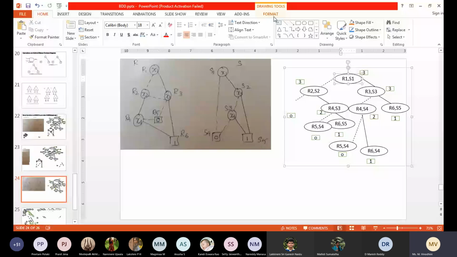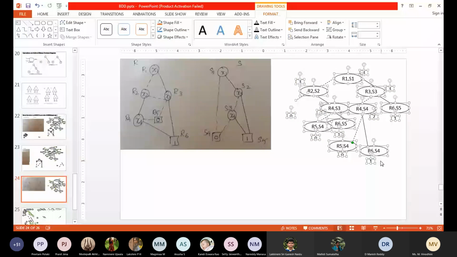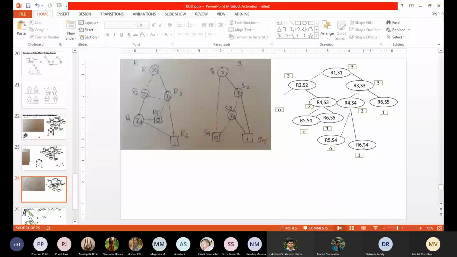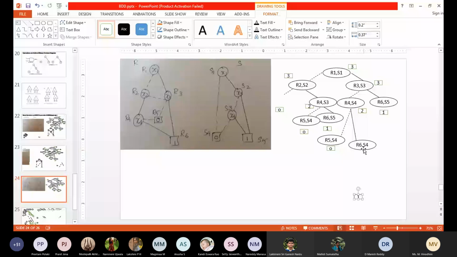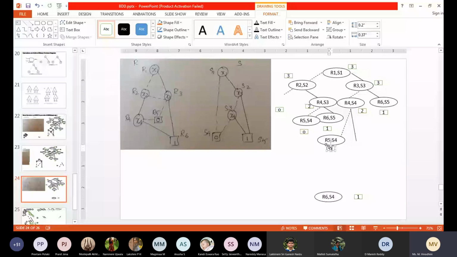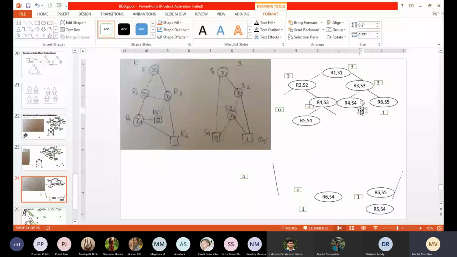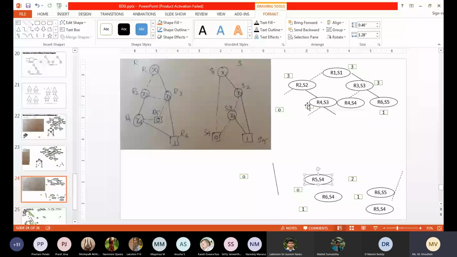I'm thinking that you guys are solving the problem. Am I right? Please respond. Are you all solving the problem? Yes, ma'am. If you solve it only, you will understand. Please do it. First, copy down these two ROBDDs and start solving.